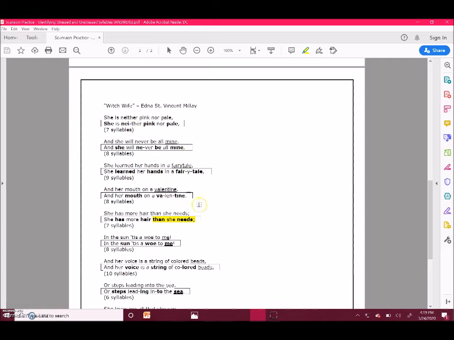This might differ depending on how you say it, but remember we went over this first line together. She is neither pink nor pale. Remember what I said about if you're not sure, try saying it the opposite way. Try emphasizing the opposite syllables, and it will sound really weird. She is neither pink nor pale. That's normal. What does not sound normal would be the opposite: she is neither pink nor pale. That's not a normal speech pattern.